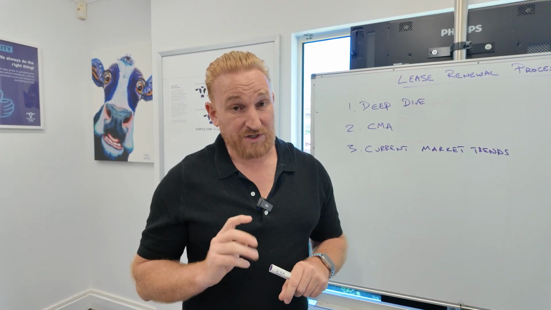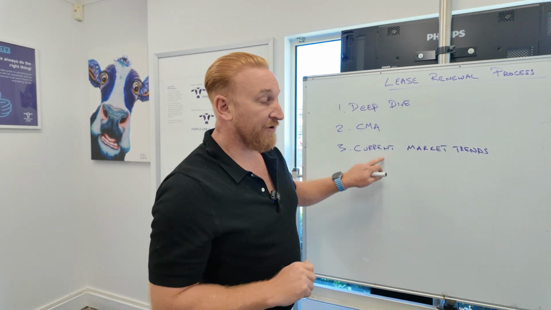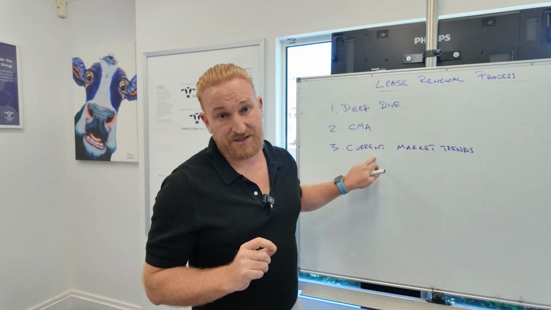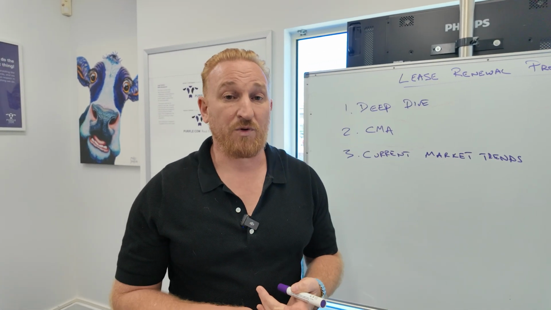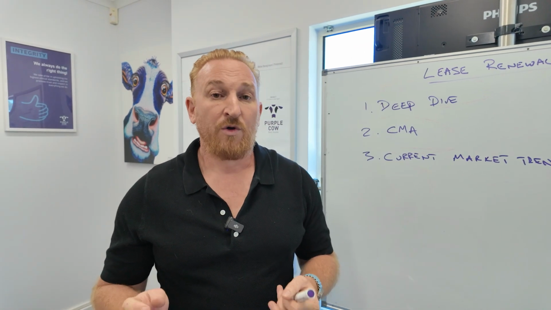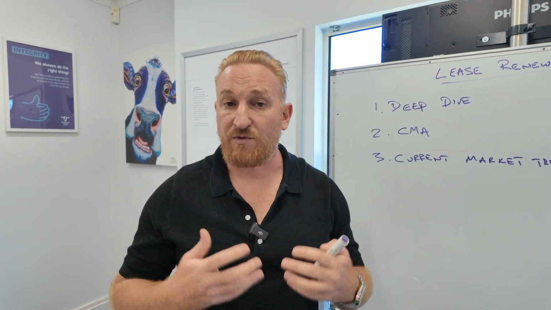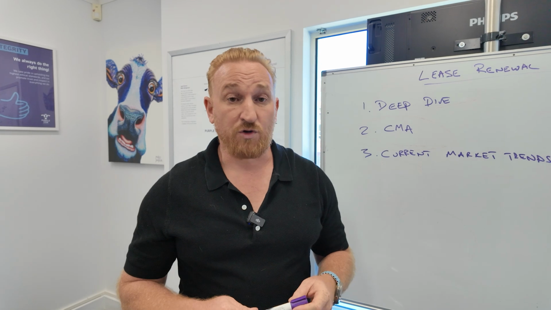So the third step that we do here at Purple Cow Real Estate is we focus on the current market trends. So we typically have our finger on the pulse in the area of what is renting for. We will know certain demands that we're facing as well. Seasonal time can also impact that.